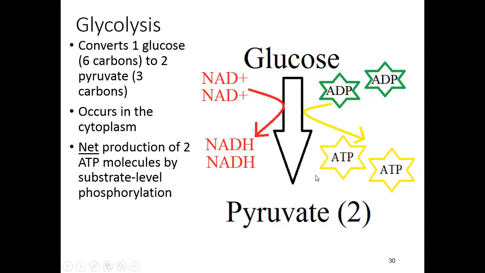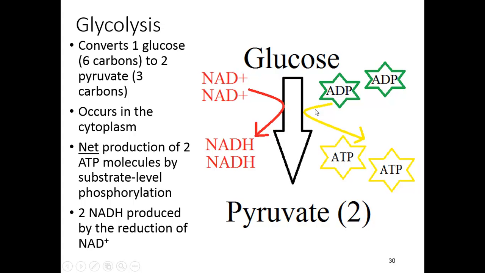Again, net production of two ATP molecules, and this is substrate level phosphorylation. Phosphorylation means you are creating an ATP molecule from ADP, and our two NADHs.